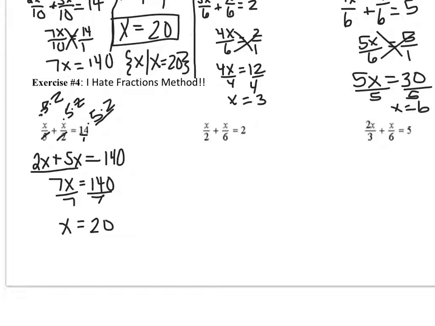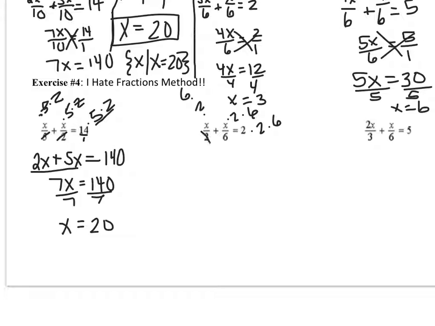In this next one, the fractions we want to get rid of, or excuse me, the denominators we want to get rid of are 2 and 6. So I'm going to multiply this term by 2 and by 6. This term by 2 and by 6. And even this term over here by 2 and by 6.